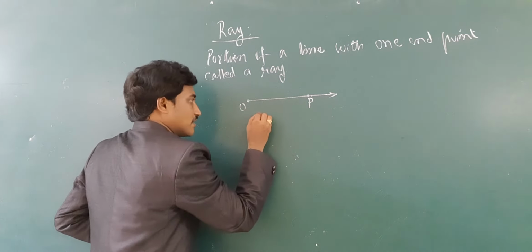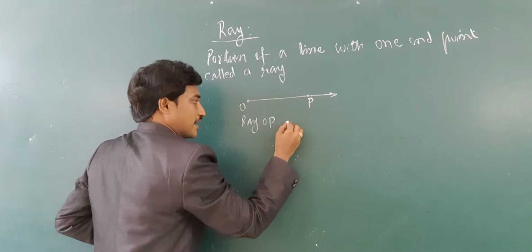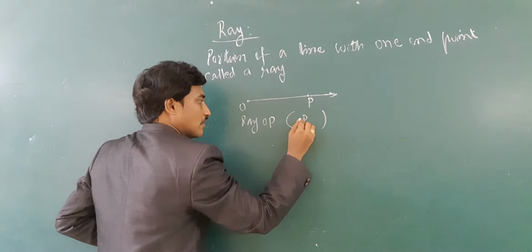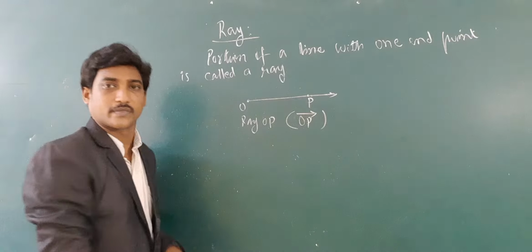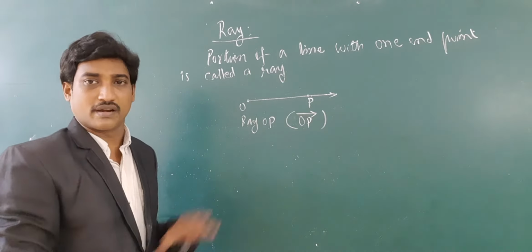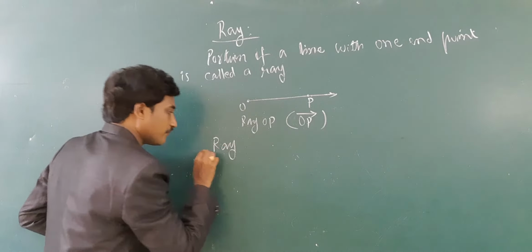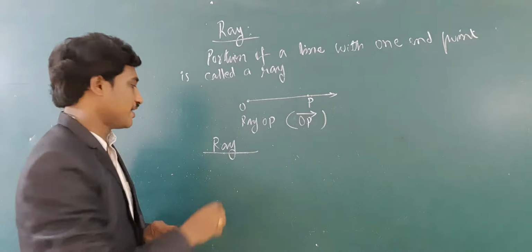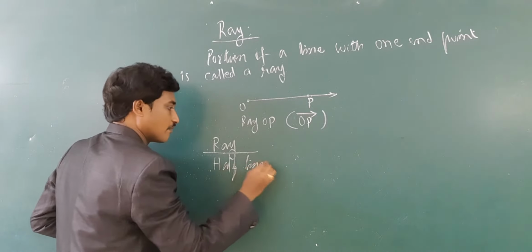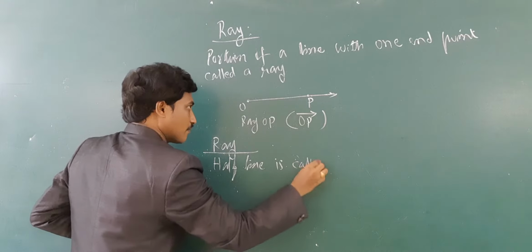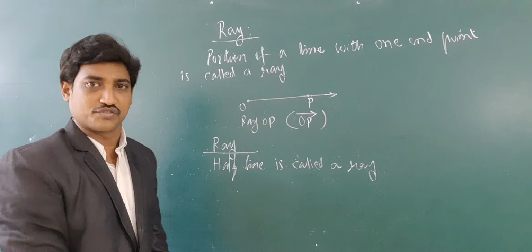Here we call this ray OP. It can be written as ray OP. Otherwise, we can write it like this. A portion of a line with one endpoint is called a ray.